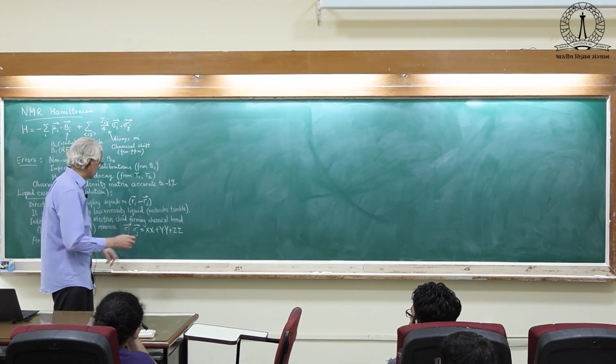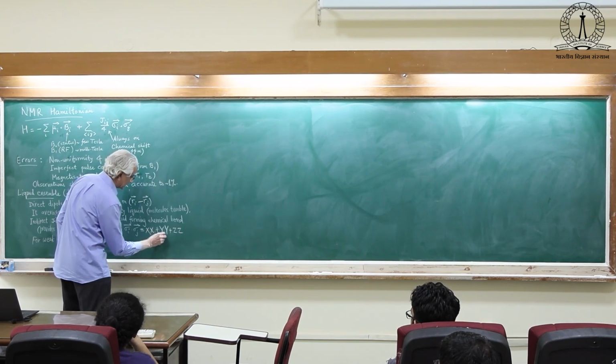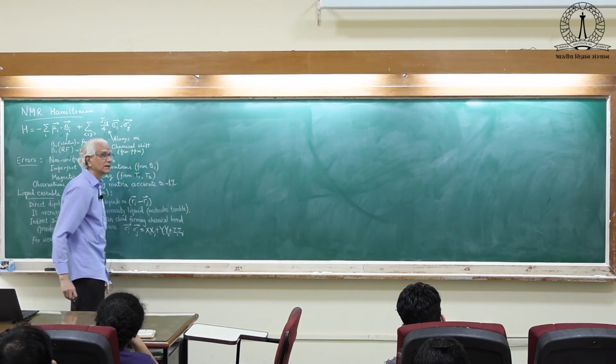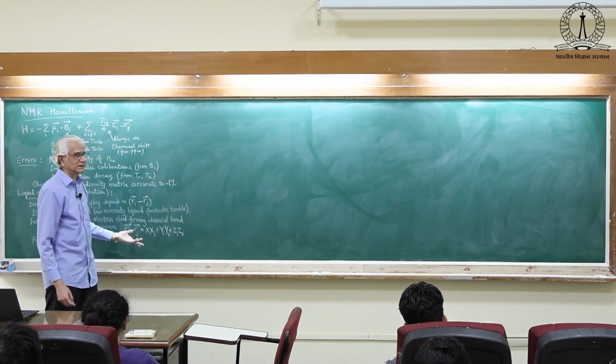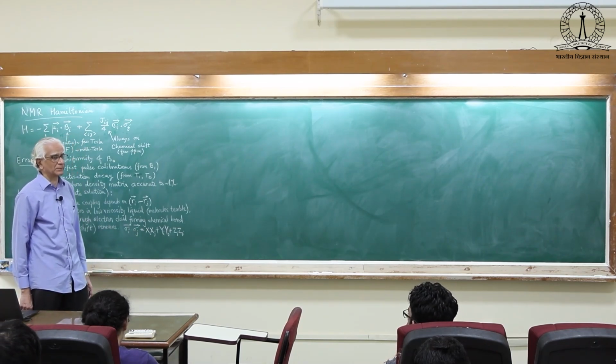Spins of the two nuclei. If you want, I can put labels on this. And these are just the Pauli matrices which will form this particular dot product. Nothing complicated in that.